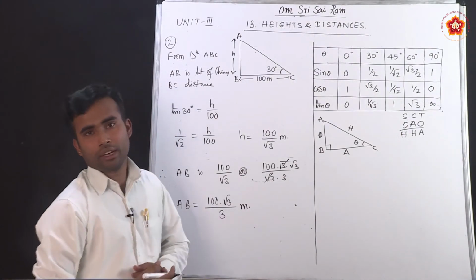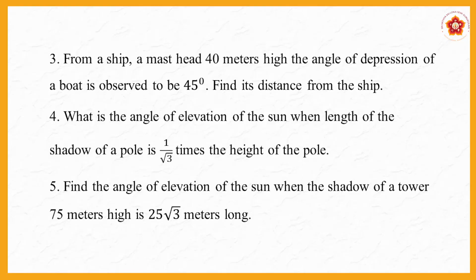Let us move on to the next problem. Here the problem is, we have to find the distance of a ship. This is regarding the angle of depression. Read the problem. The height of the mast head of a ship is given as 40 meters, and the angle of depression is observed to be 45 degrees. By using this data, we have to find the distance of the ship.